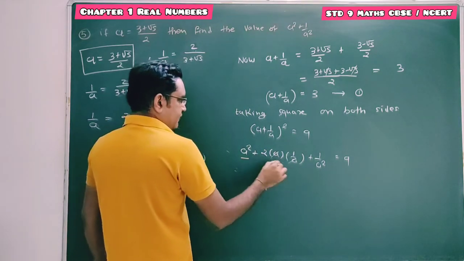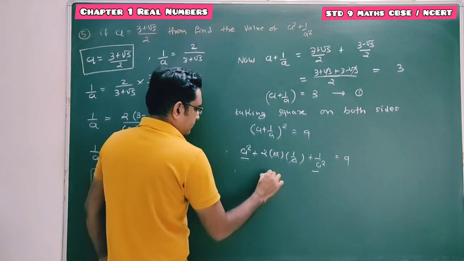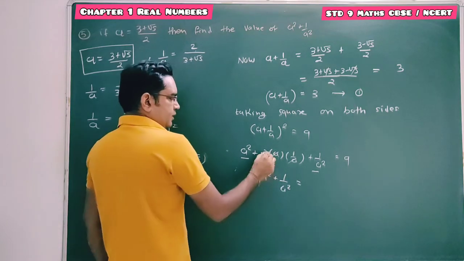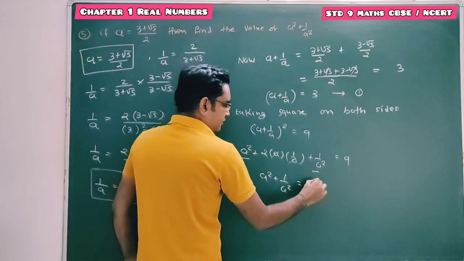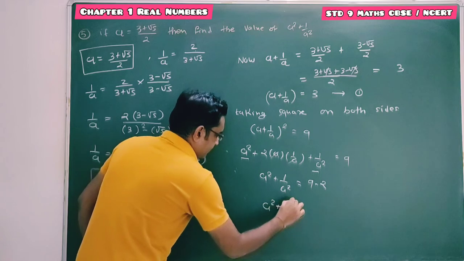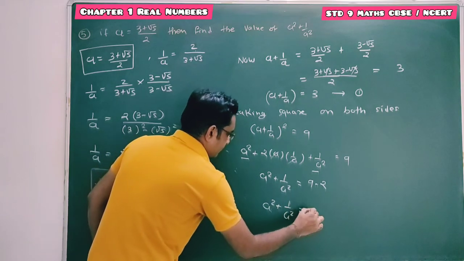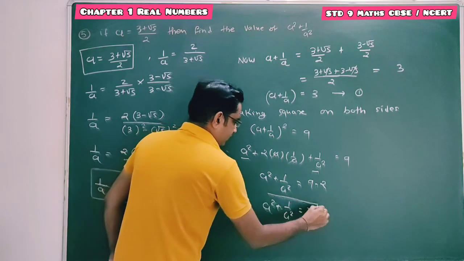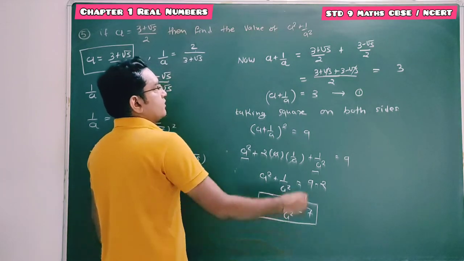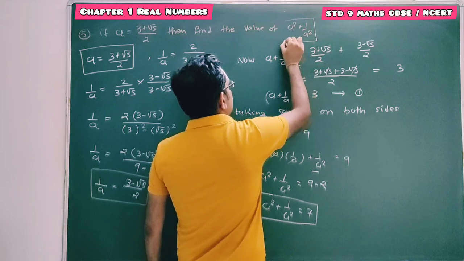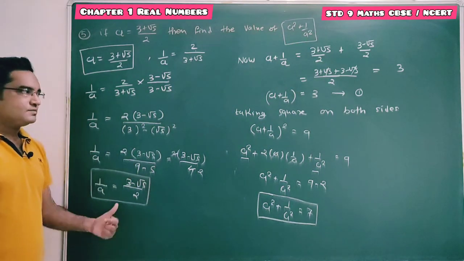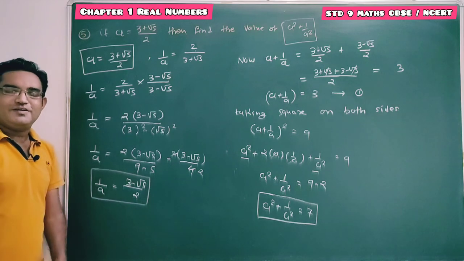So in the left hand side we are having a square plus 1 upon a square equal to, taking this 2 to the right hand side, 9 minus 2. And hence now we are getting our answer: a square plus 1 by a square, 9 minus 2 is 7. A square plus 1 by a square equal to 7, that we had to find. Clear students? So very important question is there. So now pause this video and note it down.